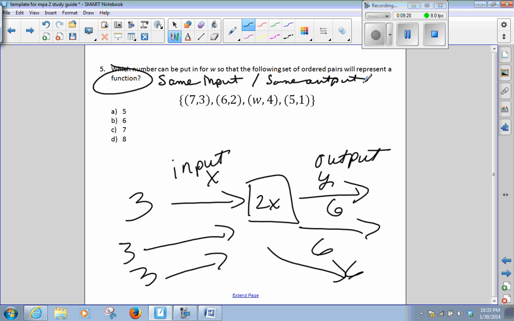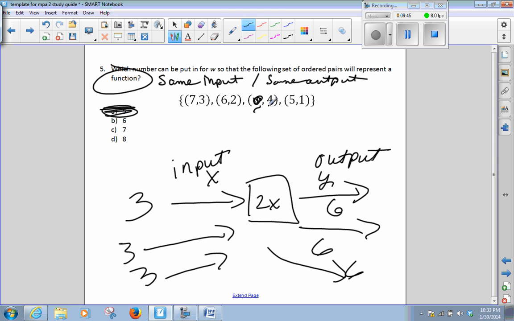So if we put in, for example, option A for W, then we would have 2 of the same input, but they would have different outputs, because this one would have a 4 and that one would have a 1. So that can't be the right answer.